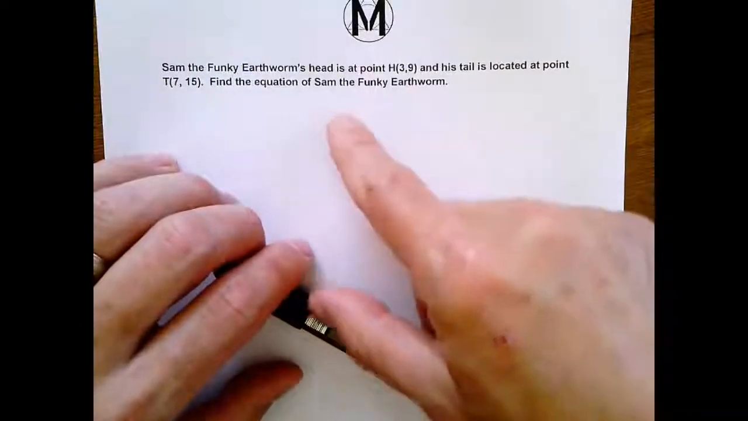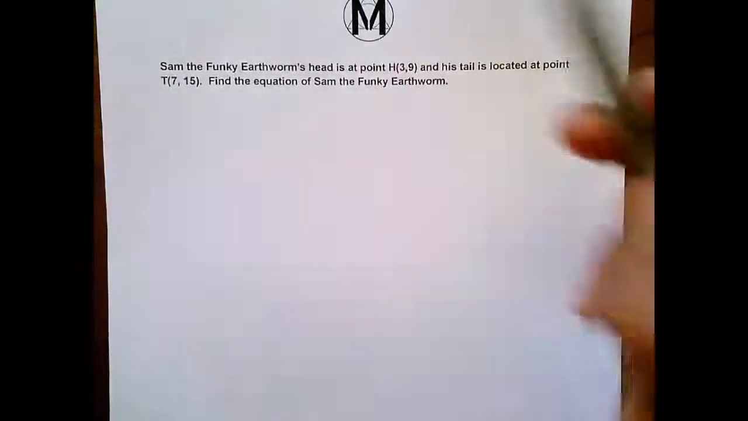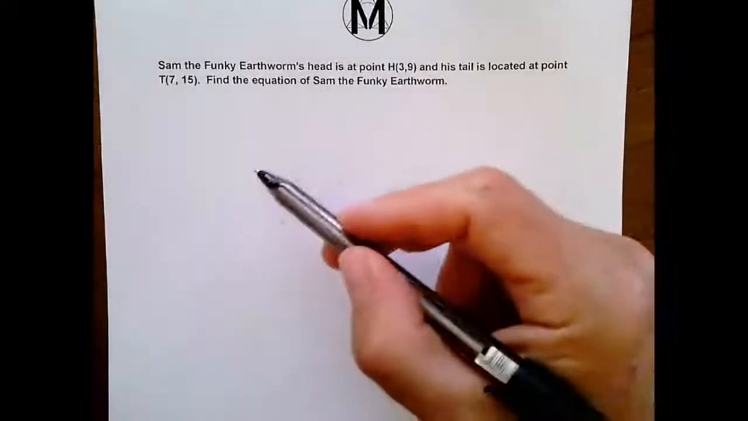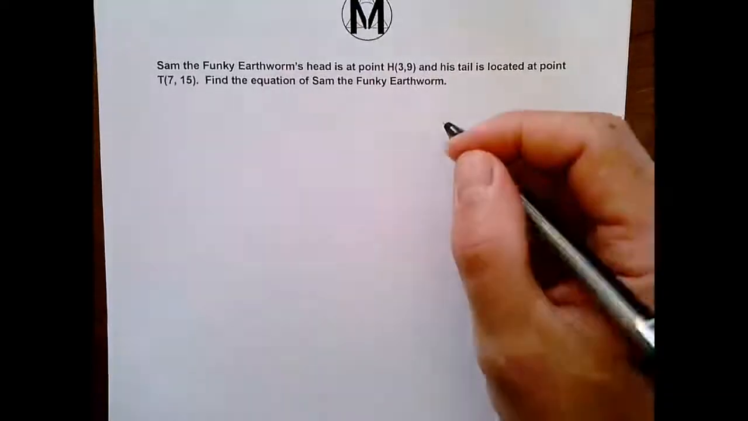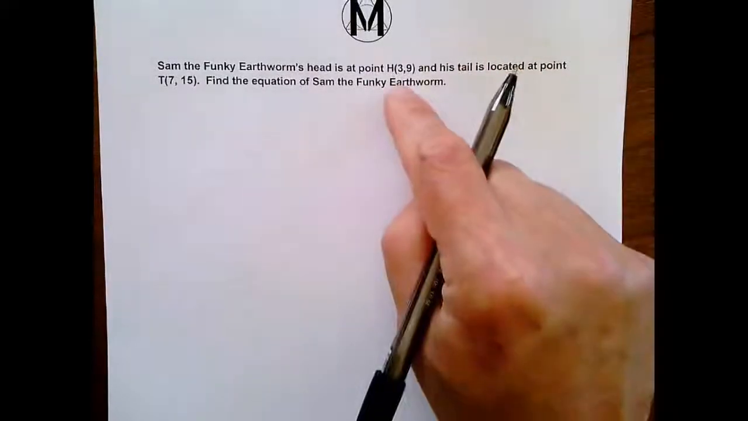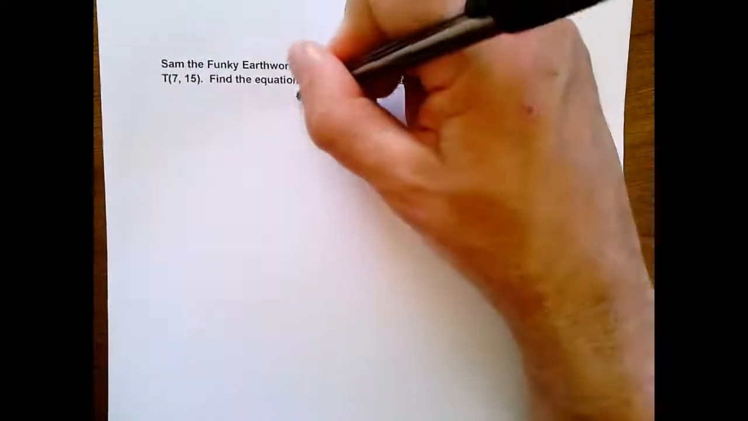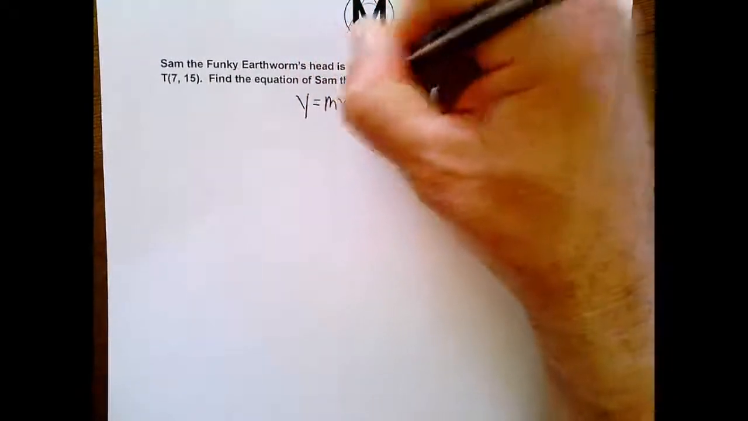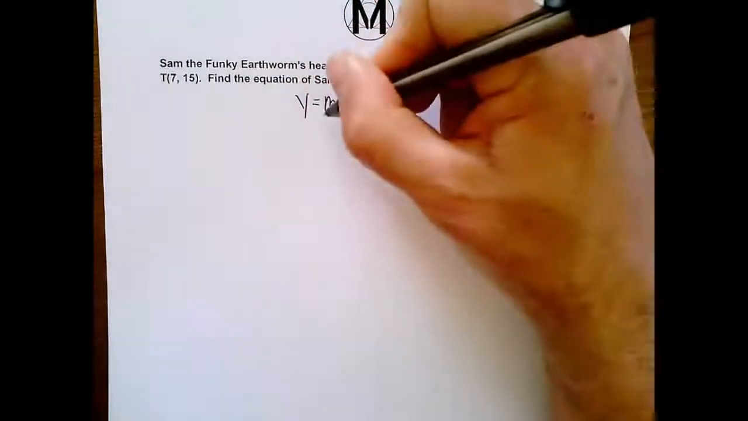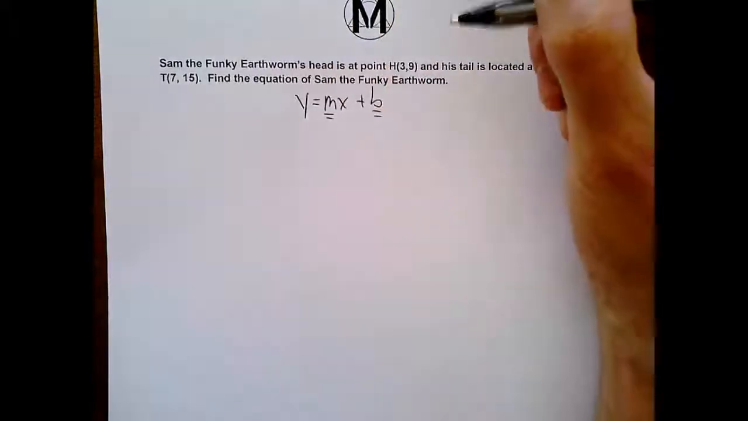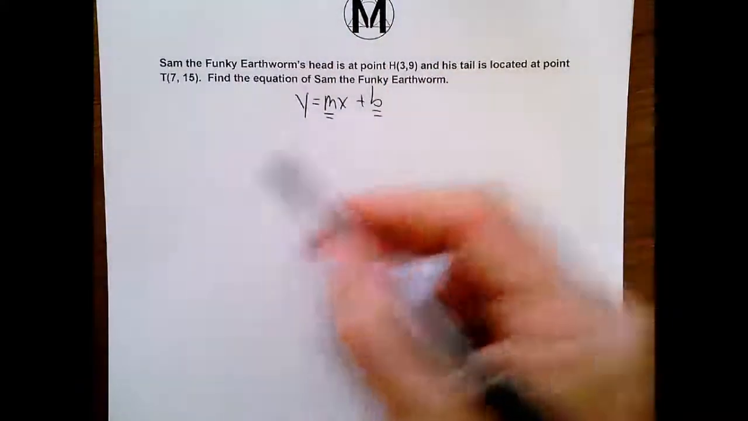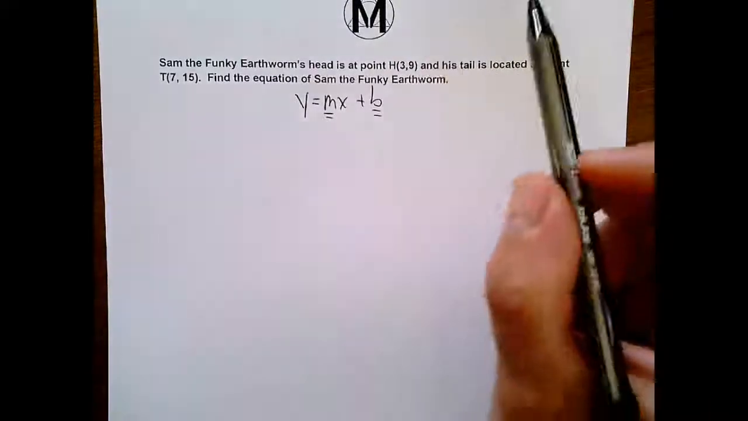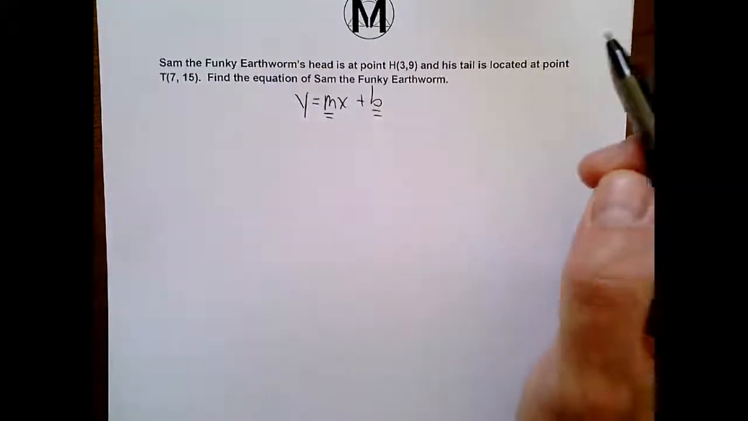Okay, pretty straightforward here. So we have 2 points, and we're trying to find the equation, so we're just assuming that Sam, the funky earthworm, can be modeled with a straight line. Okay, funky. So if we're going to do a line, I like to work in slope-intercept form, with M being the slope and B being the y-intercept. And the y and x are just any xy value that occurs anywhere along this line. In this case, that would be Sam the funky earthworm.